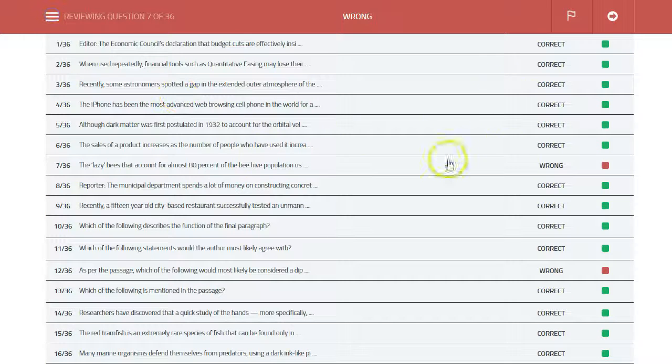Therefore, all in all, by reviewing these detailed solutions, you can improve your skills even when you're simply practicing questions.